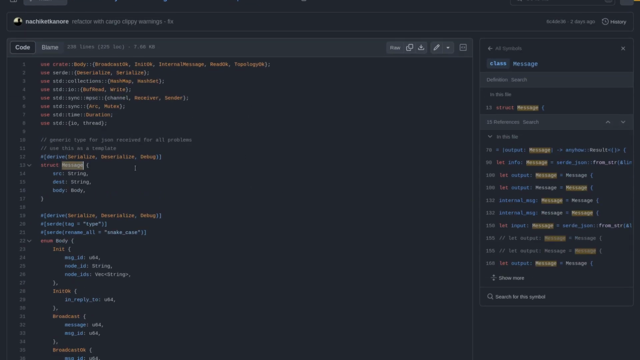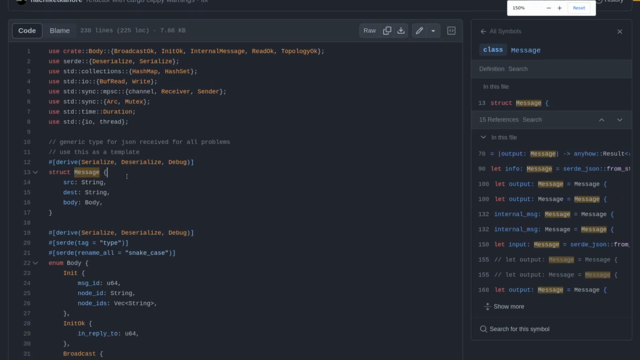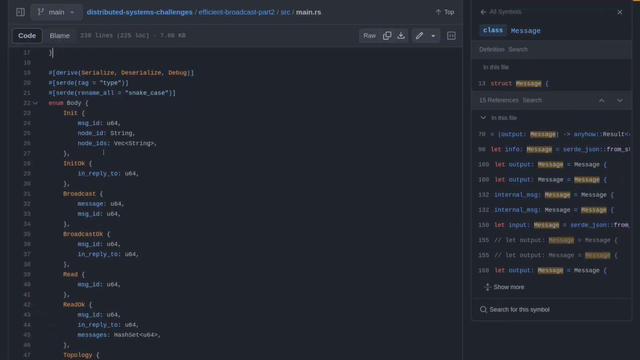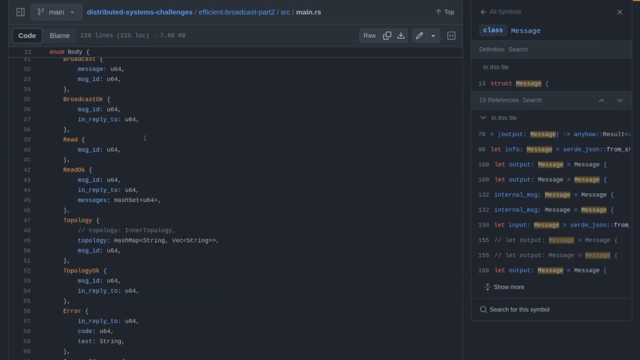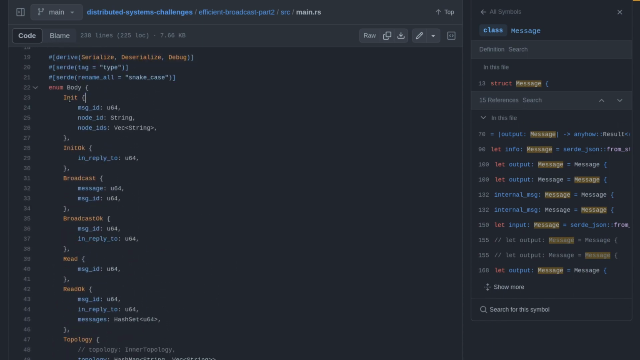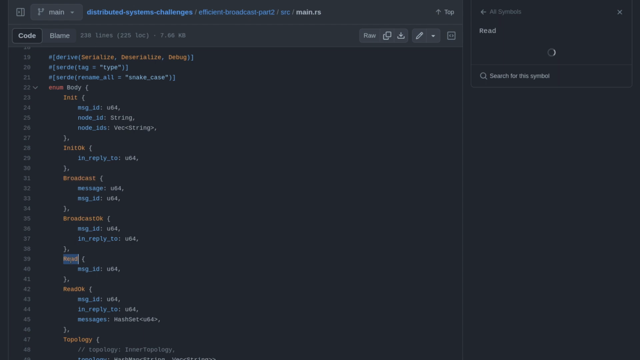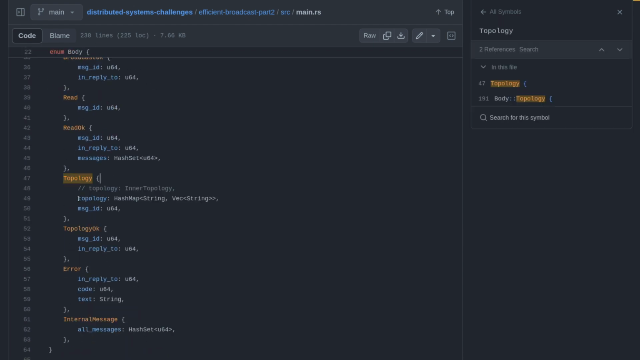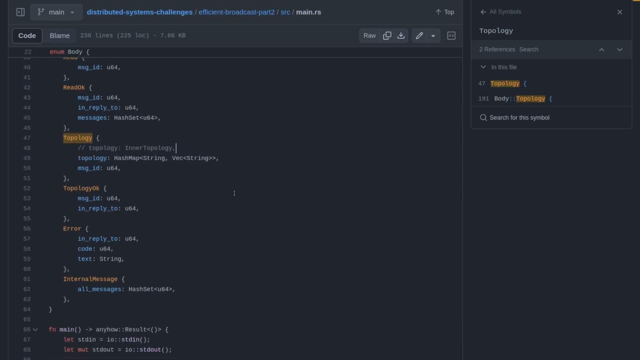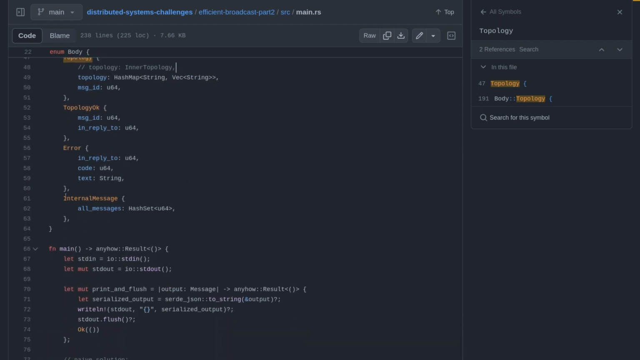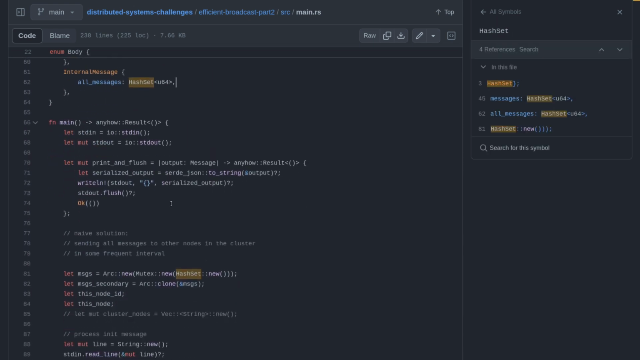Okay, so the message object remains the same. We have the same body types that are given from the client: init, broadcast, read, or topology. We are going to ignore the topologies that they are giving us, or you can even try checking what results are achieved using their topology or star topology. Next is the internal message, which is the same. We are sending all the messages in the current node in an internal message.